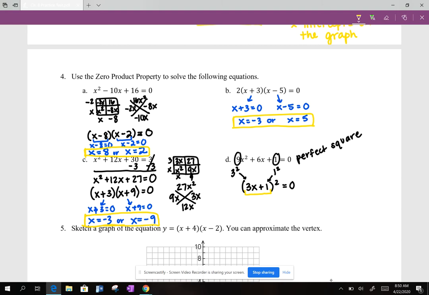So I'm using the wrong color. Not a big deal, but let's see. 3x plus 1 equals 0. So for x, subtract 1. 3x equals negative 1. x equals negative 1/3.